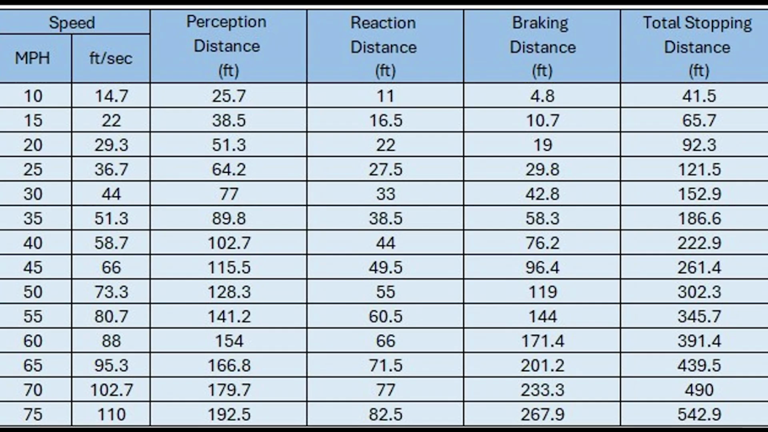Although your reaction time is the same at any speed, your braking distance increases as your speed increases. A vehicle going 40 miles per hour needs 4 times as much distance to stop as a vehicle traveling 20 miles per hour. A vehicle traveling 60 miles per hour needs 9 times as much distance to stop as one traveling 20 miles an hour.